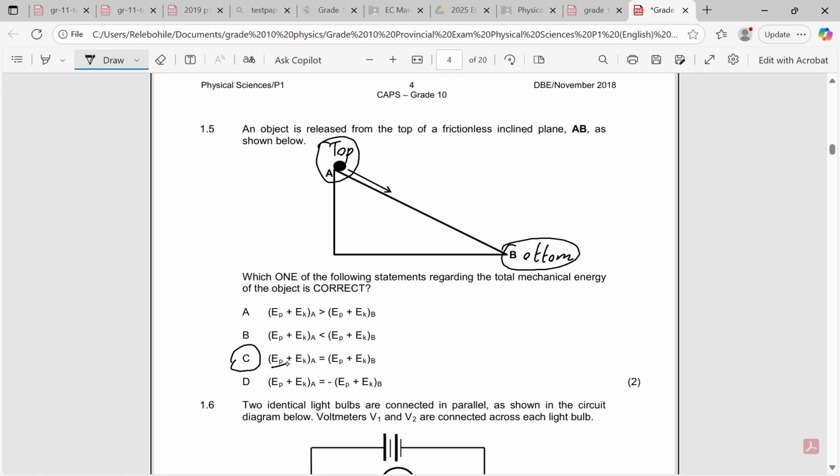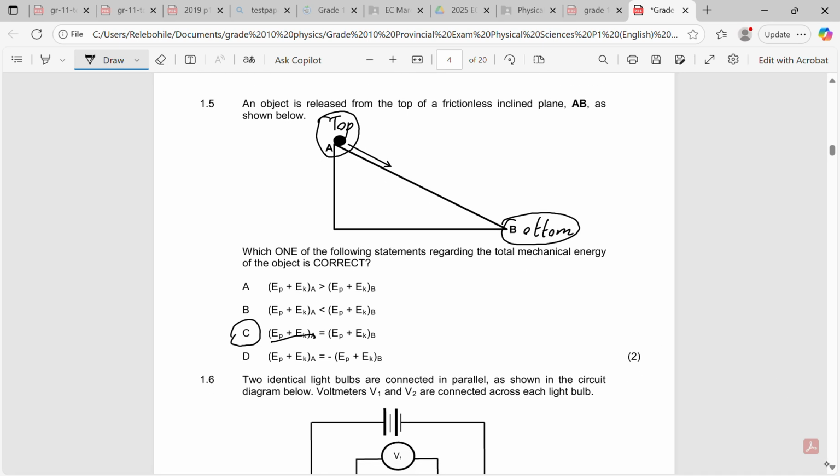Do you see that it says the mechanical energy at the top, which is at point A, is equal to the mechanical energy at B, which is at the bottom. So C is going to be our answer there. Okay.